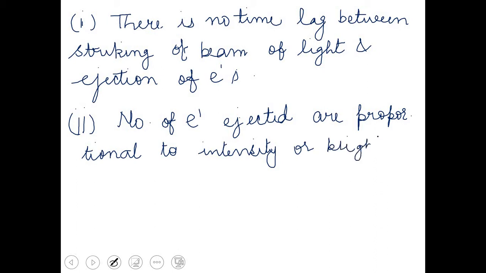What does it mean? It means that the more the intensity of light, the more the brightness of light, the more photoelectrons will be ejected. So that was the point number 2.